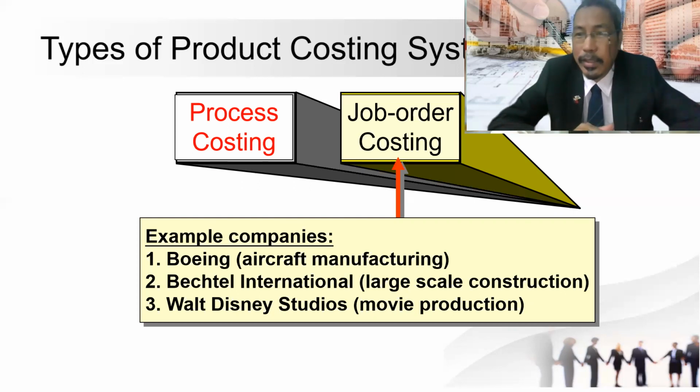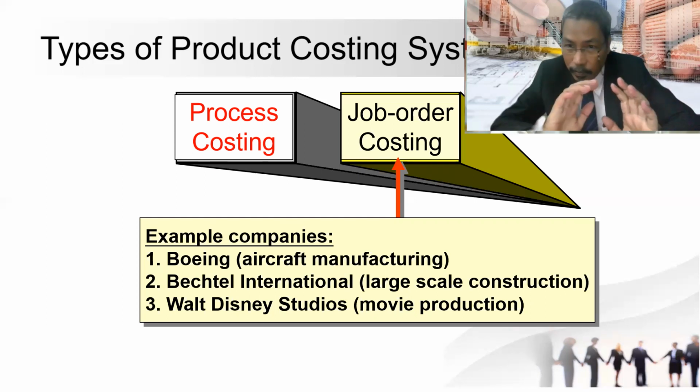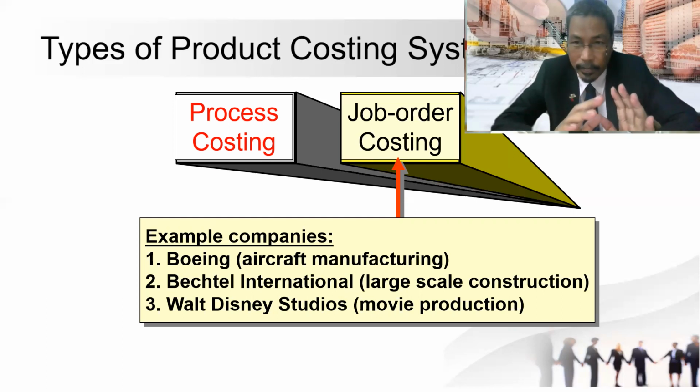But if the order is coming from the Philippines or the Philippine Airlines, maybe the requirement is more on ordinary or economy seats rather than business class seats. So very different type. And if the orders came at the same time, they will produce it at the same time. Okay. So next one is Bechtel International, a large-scale construction company.